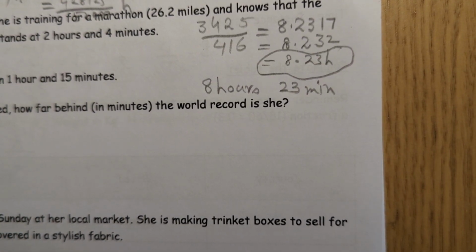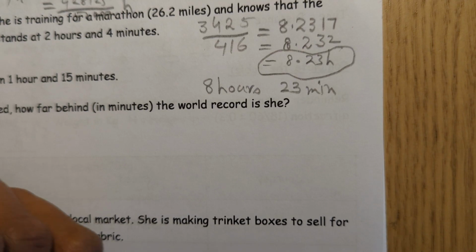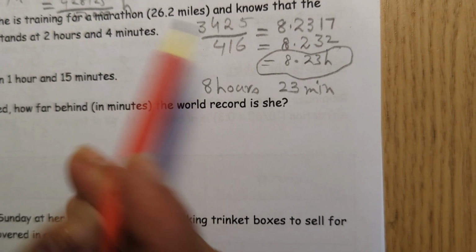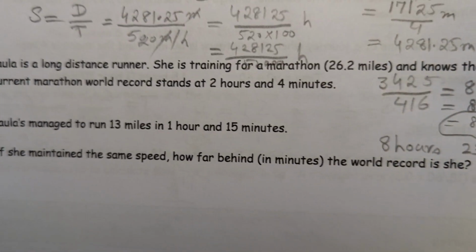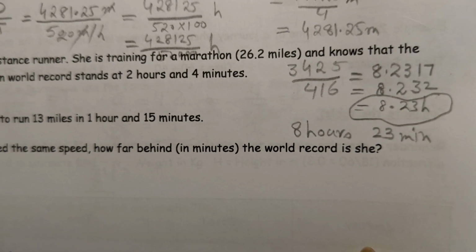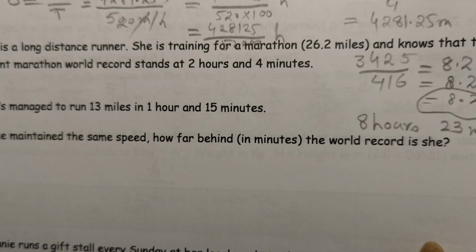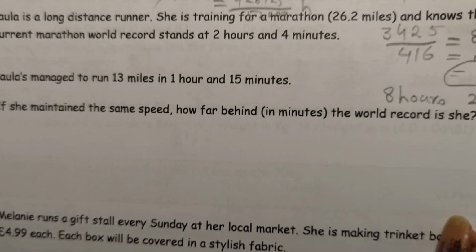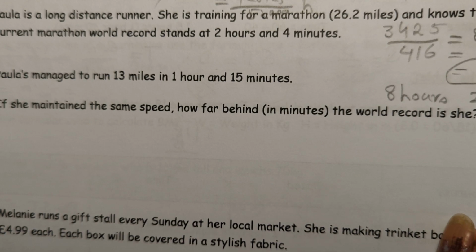Next question: Paula is a long distance runner. She is training for a marathon, and the marathon distance is 26.2 miles. The current marathon world record stands at 2 hours and 4 minutes. Paula has managed to run 13 miles in 1 hour and 15 minutes. If she maintained the same speed, how far behind, in minutes, the world record is she?